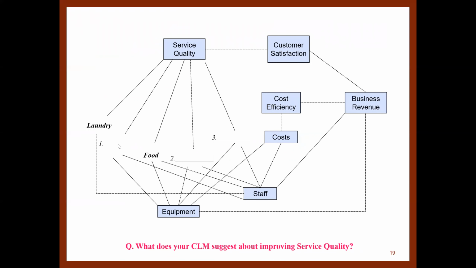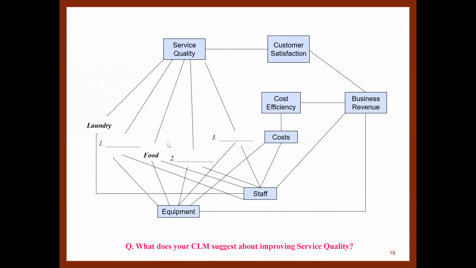So you're going to put 3 of those items that you included in your list. You're going to put one here, one here, one here, and then using these dotted lines, you're going to create the lines, the reinforcement or negative reinforcement between the thing that you listed and the other parts of the causal loop model, which I'm providing. Okay. And at the end, I want you to answer this question. After you generate your causal loop model, you can answer this question. What does your causal loop model suggest about improving service quality?